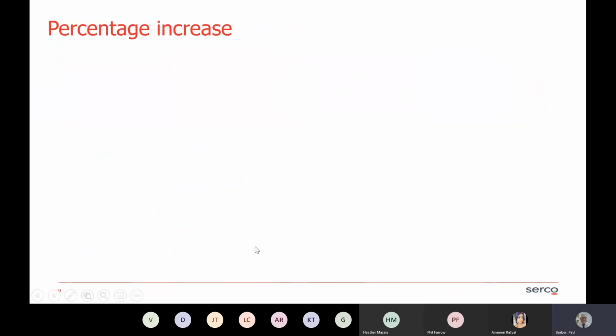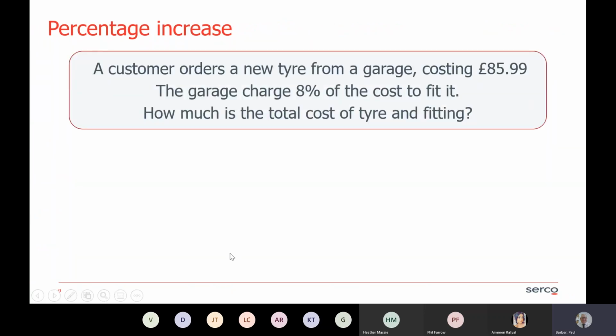So the other kind of questions you've got are whether percentages are increasing or decreasing from something. And again, if I work through some examples, hopefully that'll become clear to you. So let's take this example, and I came up with this one because I actually did order a tyre yesterday and it cost more than that, unfortunately.